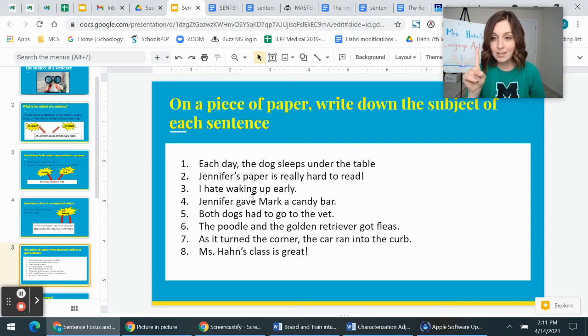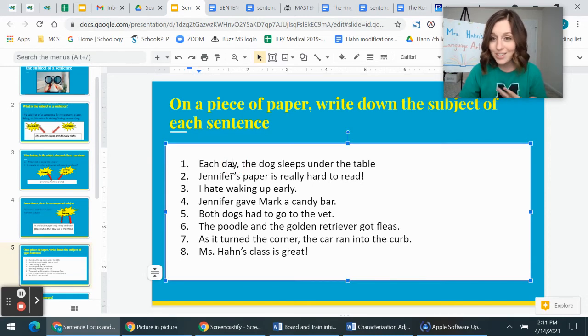Who or what is the sentence about, or who or what is doing the action? Remember, a subject has to be a person, place, thing, or idea. So you're looking for nouns. So for number one, you know that the subject is going to be day or dog or table, because those are the nouns, people, places, things, ideas. So you have to figure out which of those words is the subject. Pause the video. On the next slide, I'm going to show the answers.